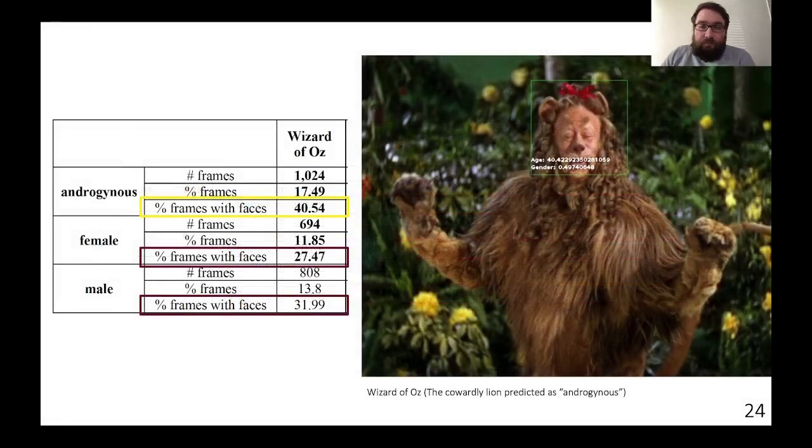For Wizard of Oz, this result is explained by the high number of fantasy characters, for which the model is unsure which gender to assign. Again, this is rather understandable, but also interesting behavior by the model.